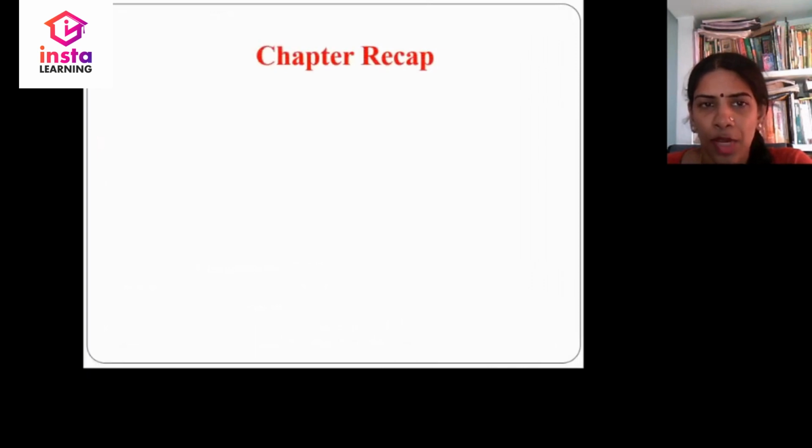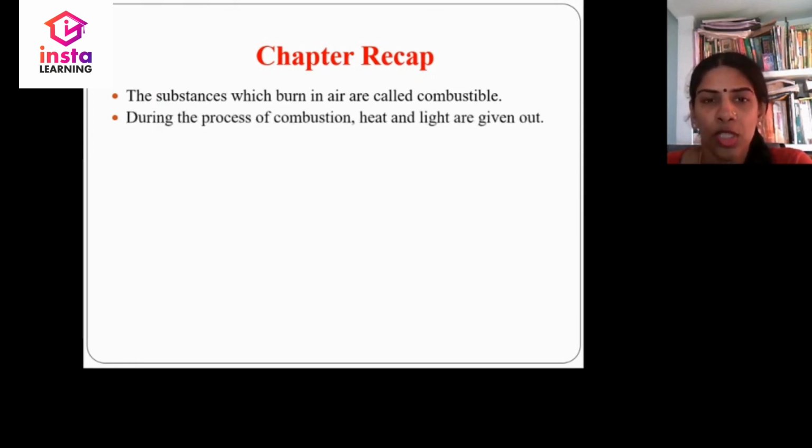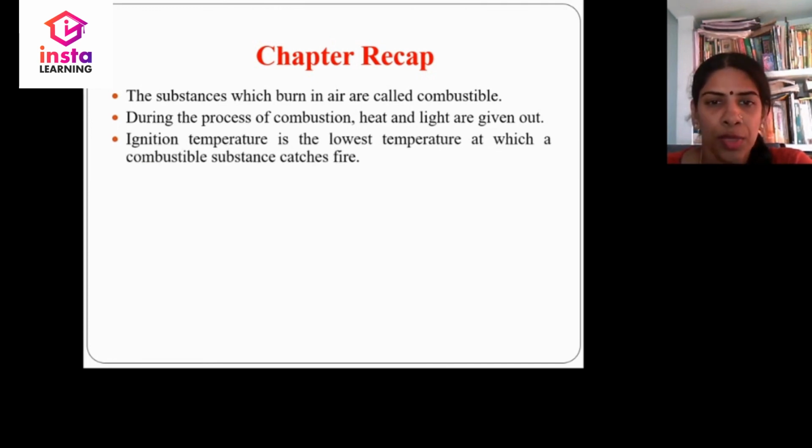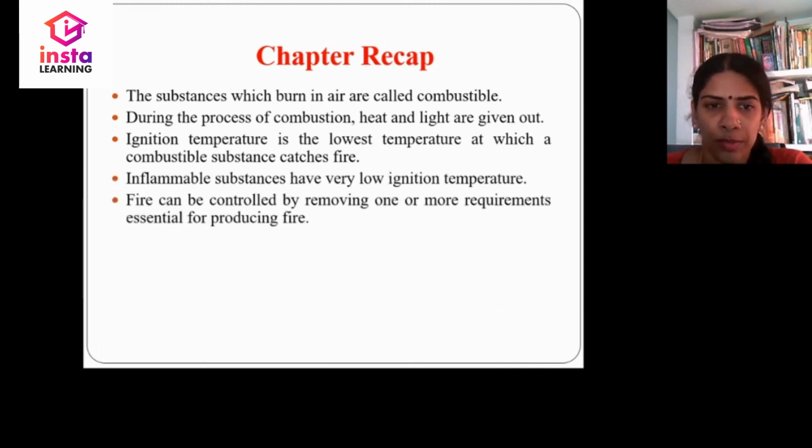Let us have a chapter recap. The substances which burn in air are called combustible. During the process of combustion, heat and light are given out. Ignition temperature is the lowest temperature at which a combustible substance catches fire. Inflammable substances have very low ignition temperature.